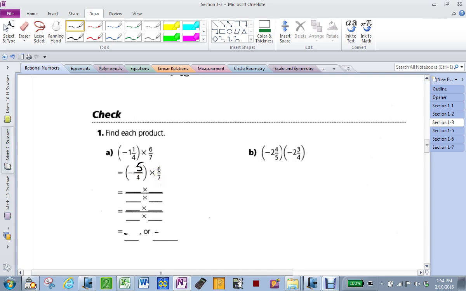Wait, how can you know? 6 and 4 do, because they have common factors. Numbers that multiply to them. So 6 and 4 both share what? 2. How many 2s fit into 4? 2 of them. How many 2s fit into 6? 3 of them. And now all of this is garbage, isn't it? I can get rid of all of that because I know it's 5 times 3, which is what? 15. And 2 times 7, which is what? 14. So negative 15 over 14. Am I happy with that?